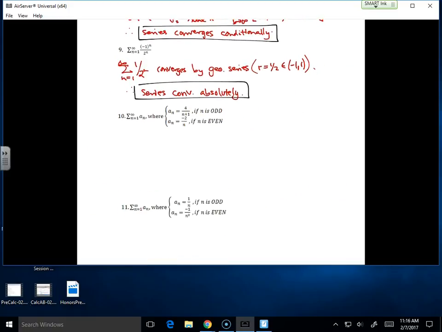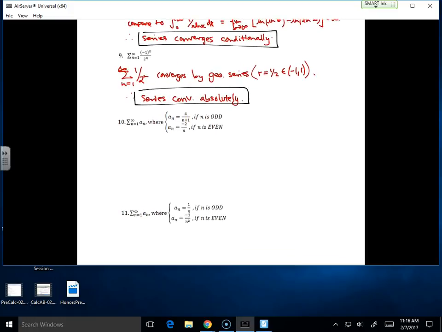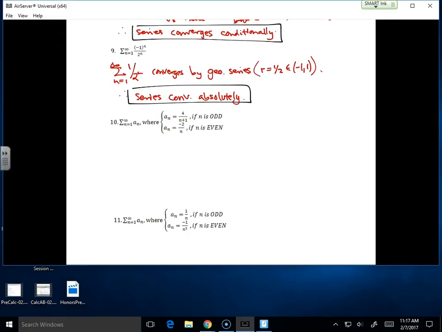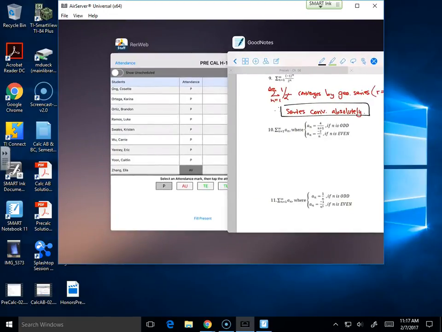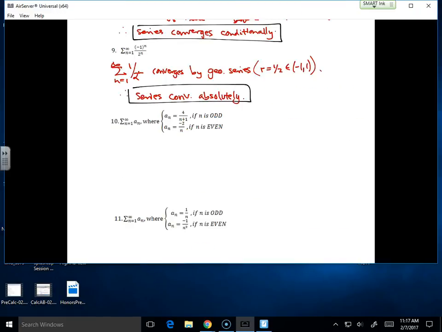Now, what on earth is going on with 10 and 11? Take a second. Can you guys start getting me the first few terms? What if n equals 1? What if n equals 2? Etc. What if n equals 1? What if n equals 2?